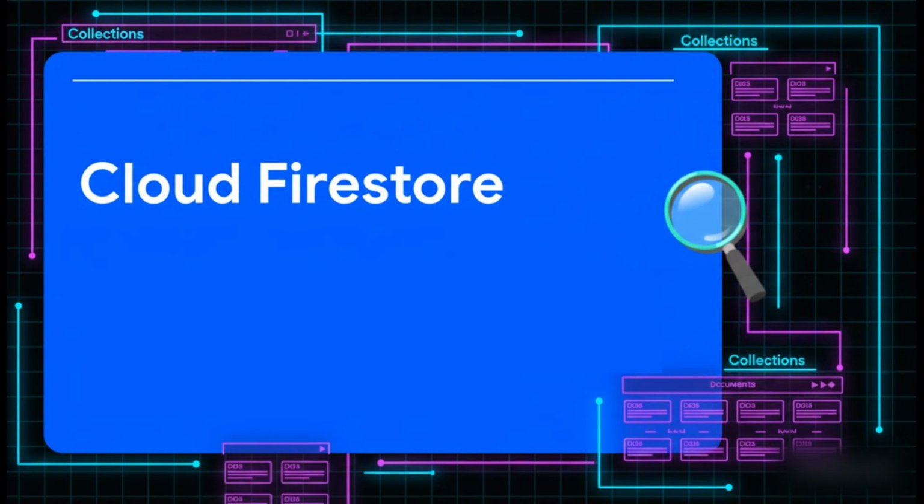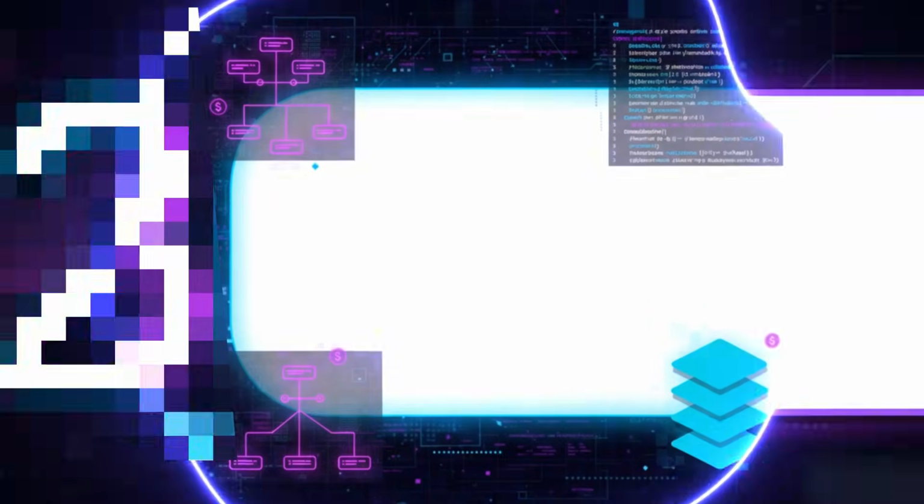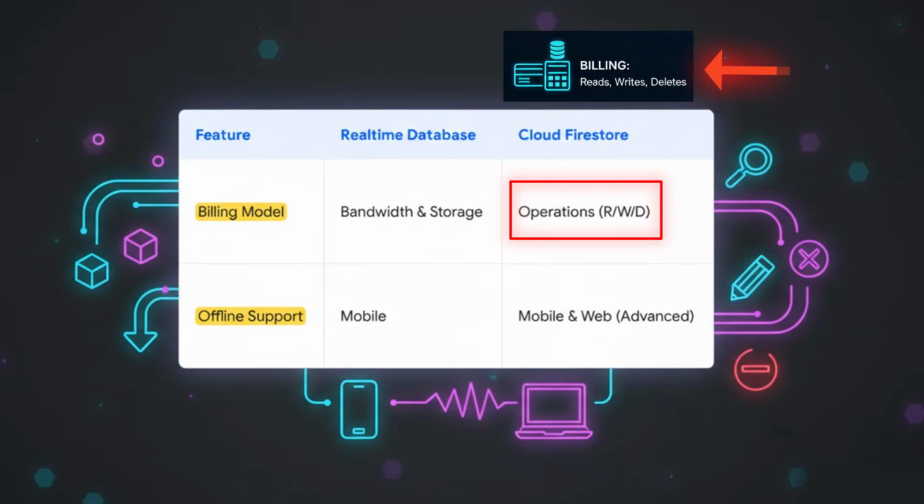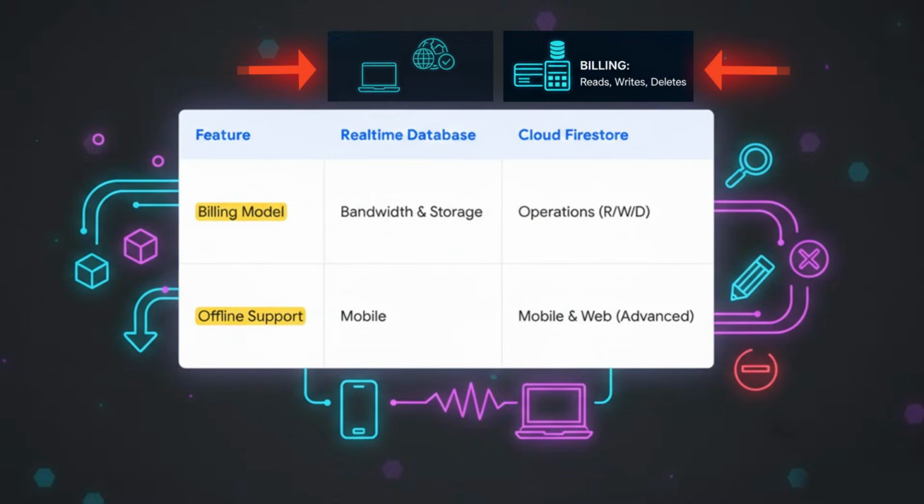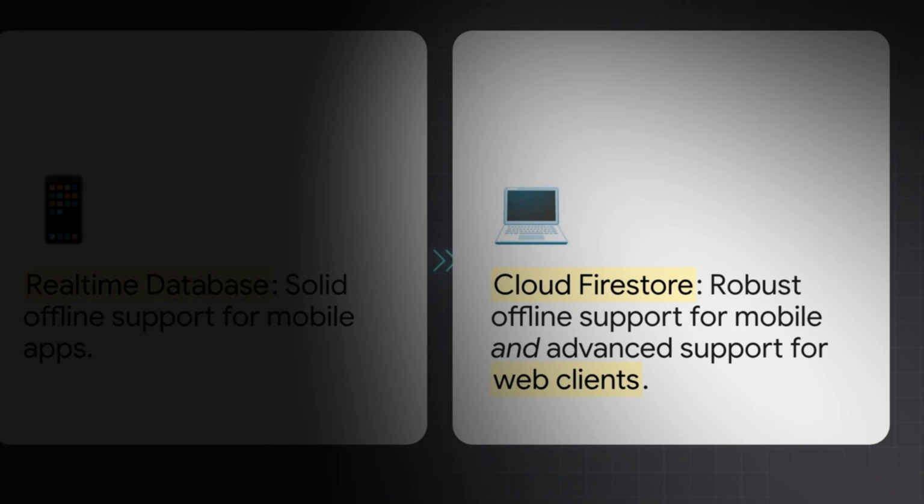In contrast, Cloud Firestore is Firebase's modern database, storing data in a more structured and hierarchical format of collections and documents. Firestore is built for more complex data models, richer queries, and better scaling. Its billing is based on operations, that is, reads, writes, and deletes, while Real-Time Database charges for bandwidth and storage. Firestore also offers better offline support for web clients.